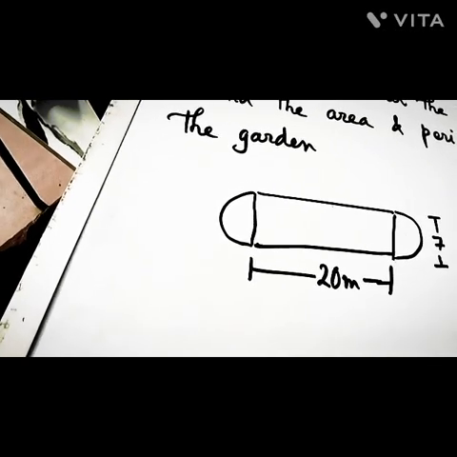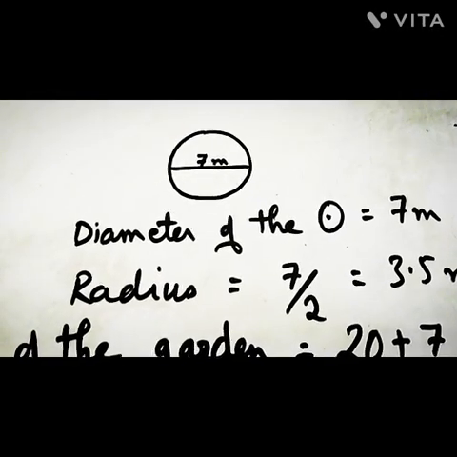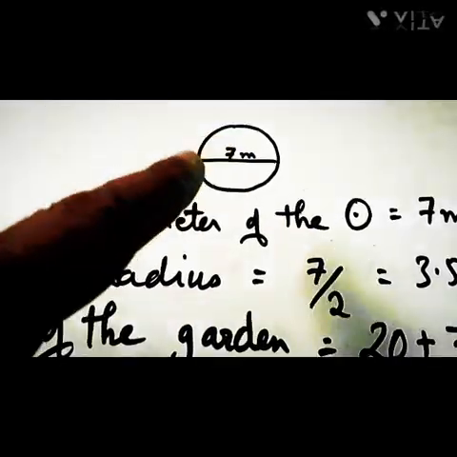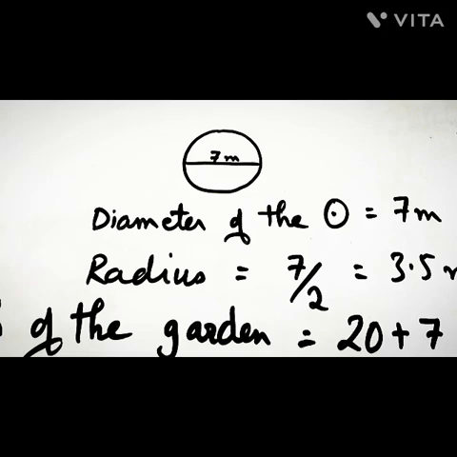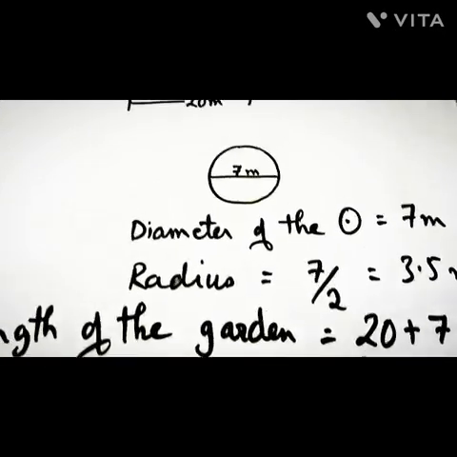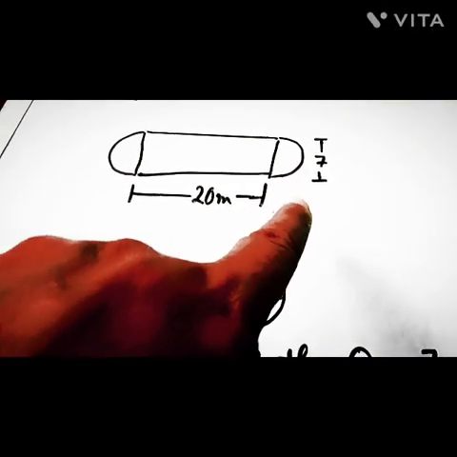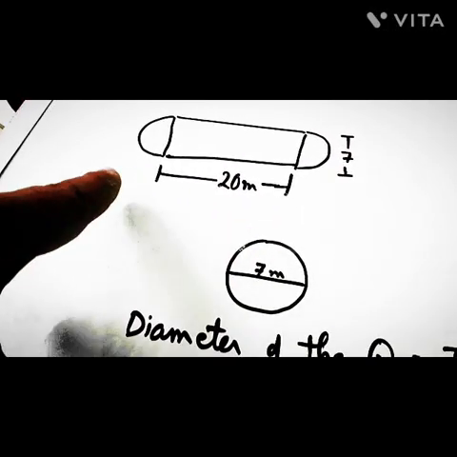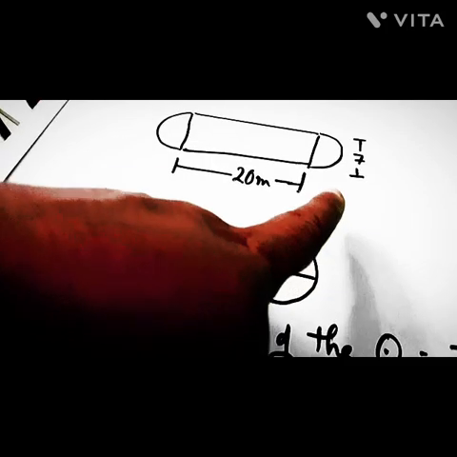So let's understand. I'll help you out step by step. 2 semicircles become 1 circle. So I've drawn a circle and 7 is the diameter. I've drawn a diameter. So radius is diameter divided by 2, that is 3.5 meters. Now, seeing the diagram, 20 plus 3.5 plus 3.5, that is 20 plus 7, is the total length of the field from this portion to this portion. Okay.